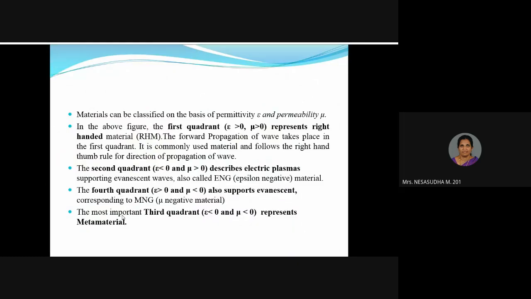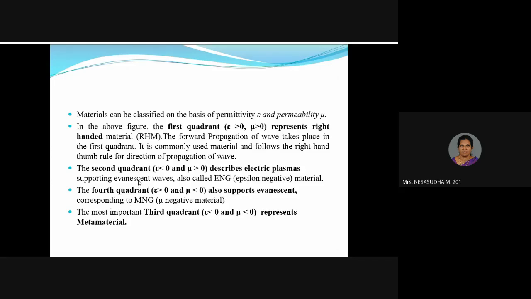So that is only explained here. Material characteristics can be altered on the basis of permittivity and permeability. As shown in the first diagram, both values are greater than 0. This is a right-hand material, RHM, where the direction is in the positive or forward direction. Most of the materials come under this category.